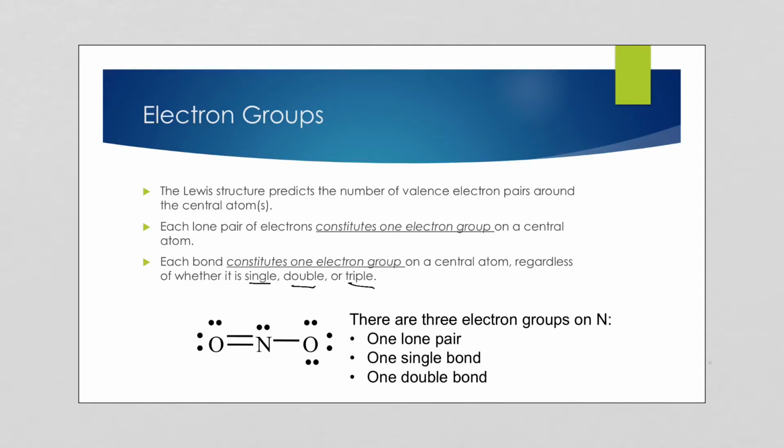So if we take, for example, NO2, we look around our central atom, we see that there are 3 electron groups. We have a lone pair, we have a single bond, and we have a double bond. And the fact that we have 3 electron groups around it will help direct us toward the type of geometry that we're going to have.